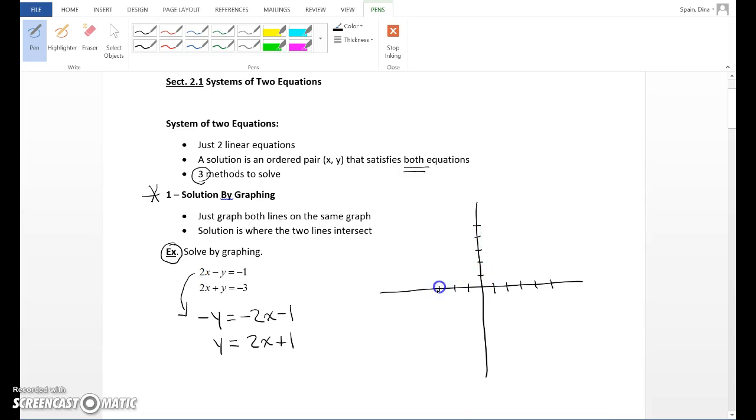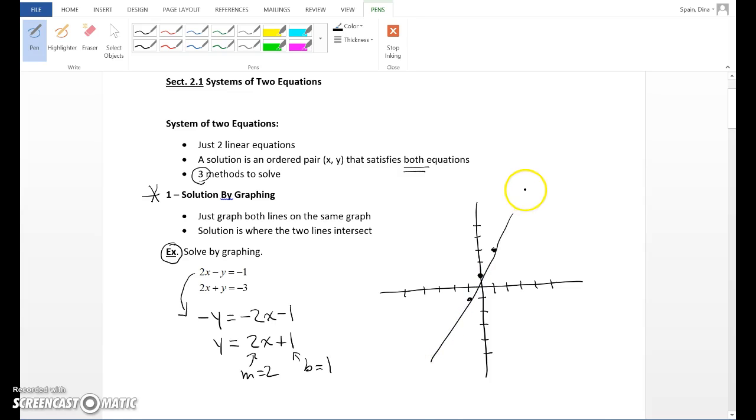Just going to make a little Cartesian coordinate system over here so I can graph these two. See how it comes out. Alright, so my slope is 2. It crosses the y-axis at 1. So you always start with the y-intercept, then count over with your slope, positive 2. You go up 2, to the right 1. Or you can go down 2 and left 1. Either way, it's a positive 2 slope.